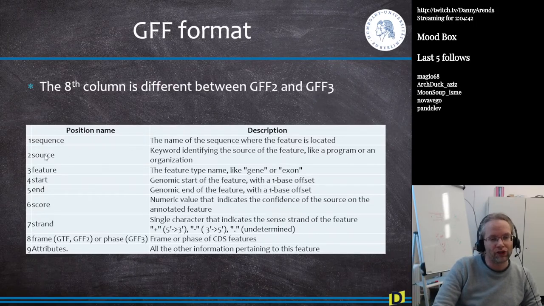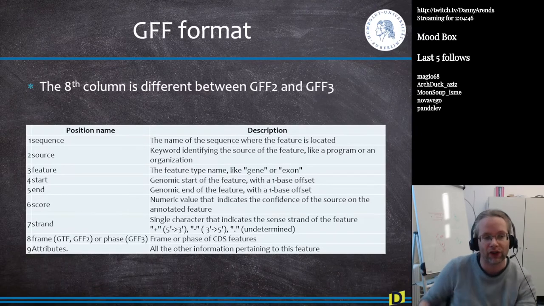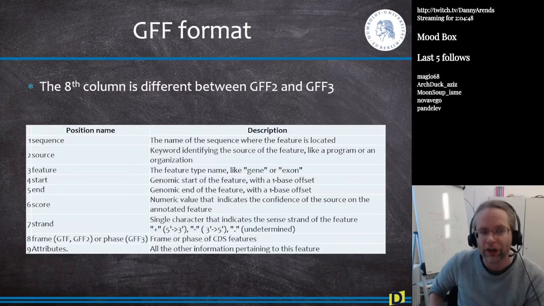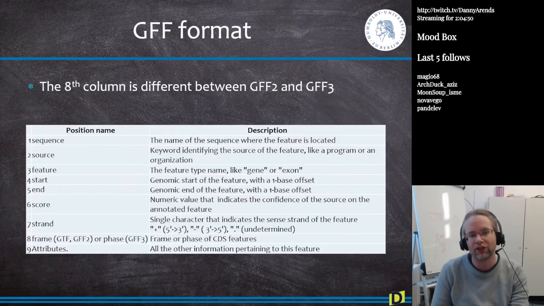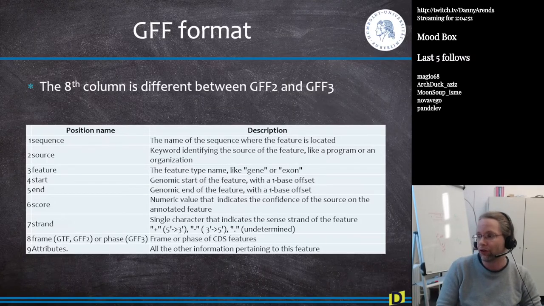The second column in the tab-separated file contains the source, and that is just a keyword identifying the source of the feature, like did I use a program to annotate it, or was it annotated by a certain organization, right? So it can say, for example, BLAST, if I used BLAST to identify a certain feature. But it can also say GenBank, if GenBank is the organization that annotated it.